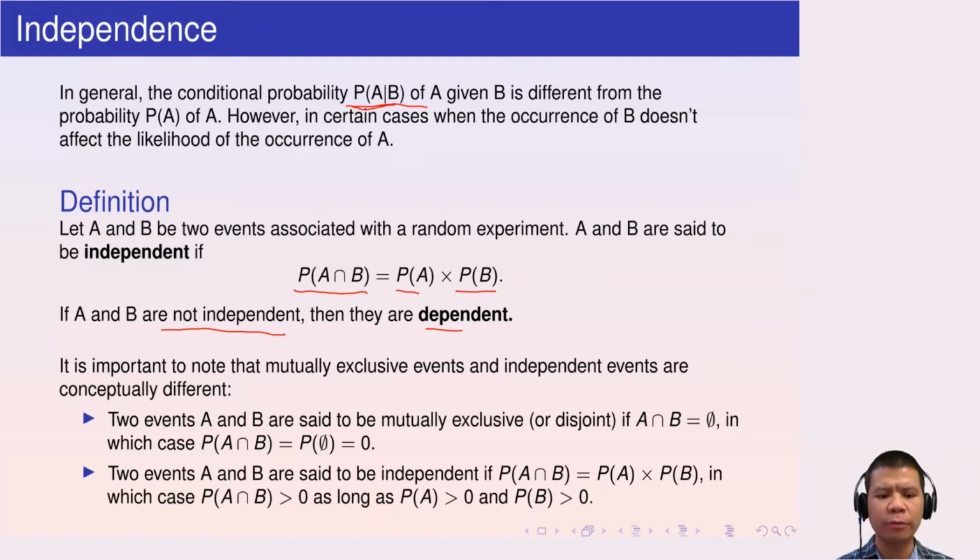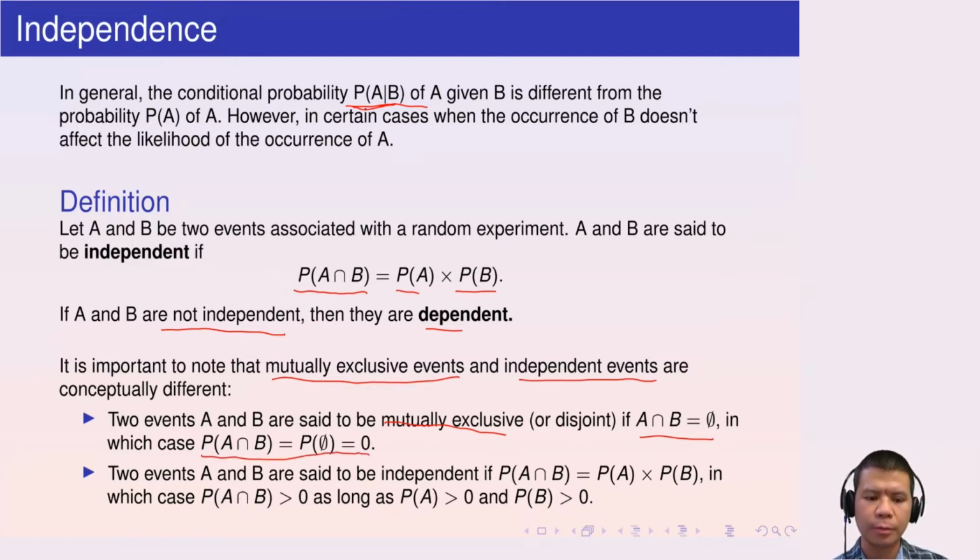Now here you have to be very careful about two concepts. One is mutually exclusive events. The other is independent events. They are conceptually different, so be careful. What do we mean by mutually exclusive? Mutually exclusive means their intersection is no event. In this case, the probability of the intersection is always 0. So this is mutually exclusive.